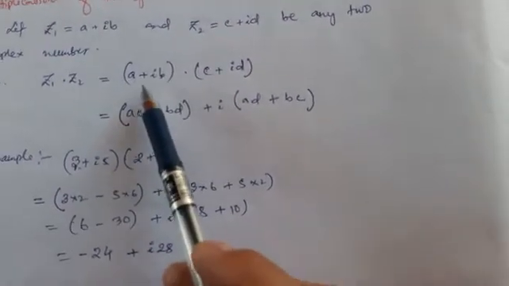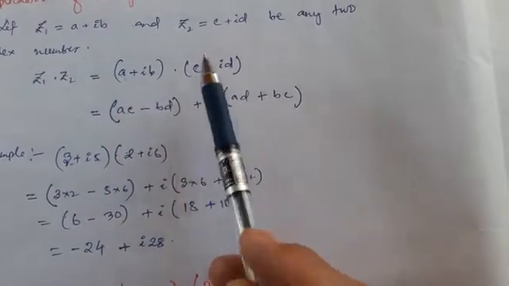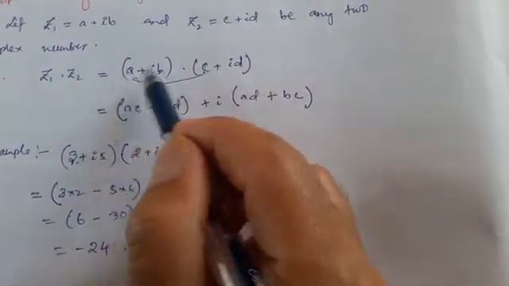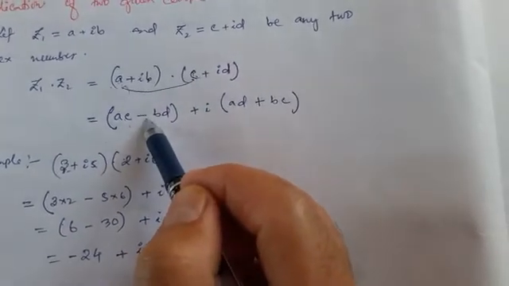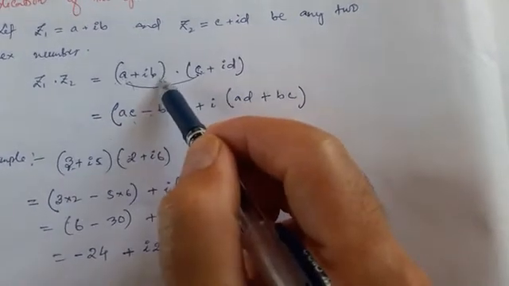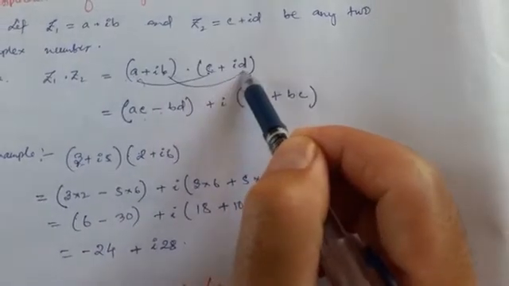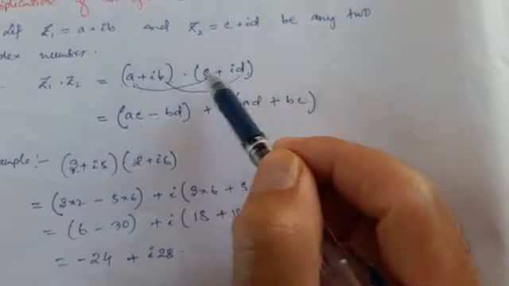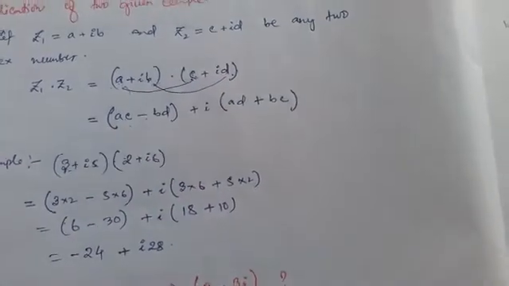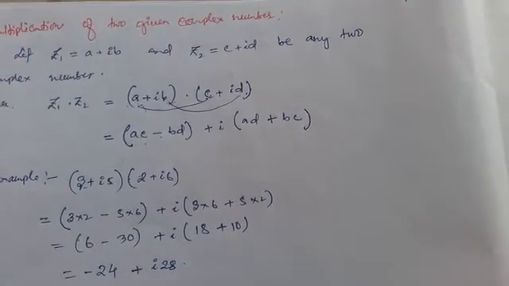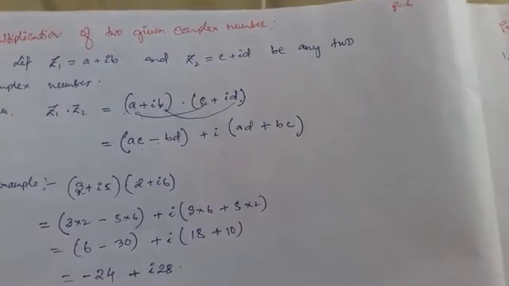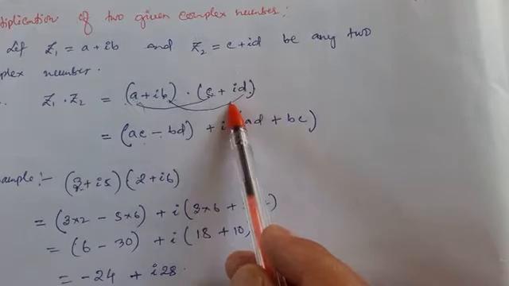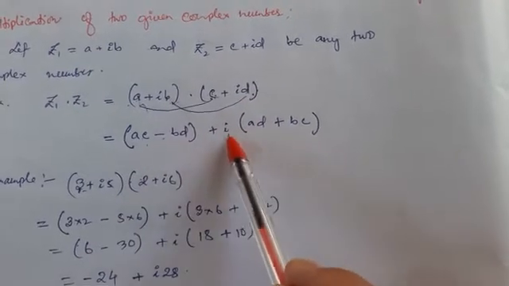First, what we have to do, real parts. Real parts, a into c. Then we have to put a minus sign. Then again the imaginary parts. We have to find the product of the imaginary parts, b into d. Then by using this rule, we will get the real part plus i.